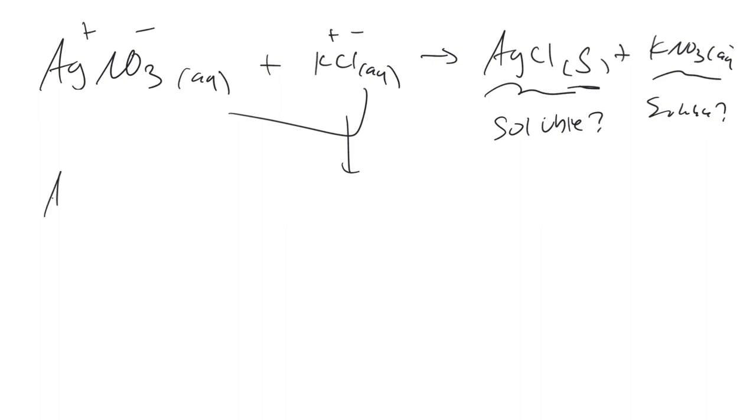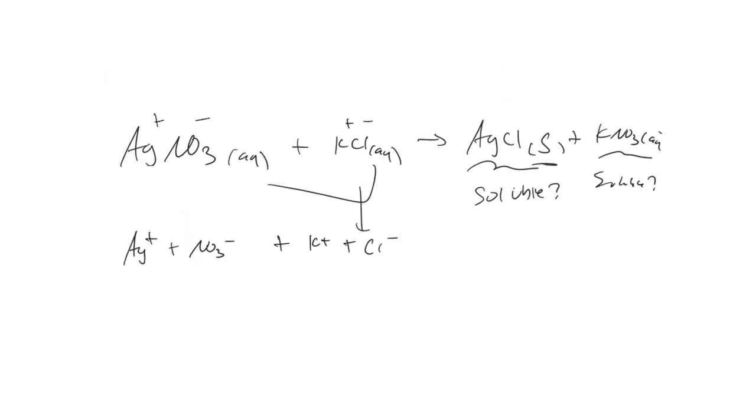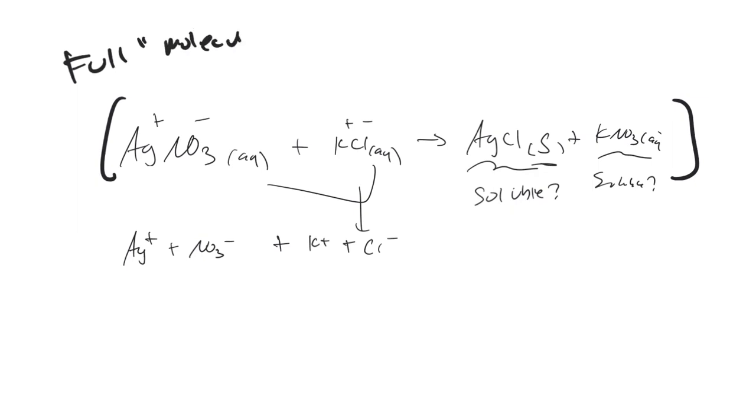So if we're thinking like we did previously, we have Ag+, NO3−, plus K+, Cl−. That's really what the solutions look like at the ionic level for silver nitrate and KCl. This reaction is what we often call the full, and I like to put this in quotes, molecular reaction. And full molecular kind of means we're writing the reactants and products like they're molecular, even though they're not.